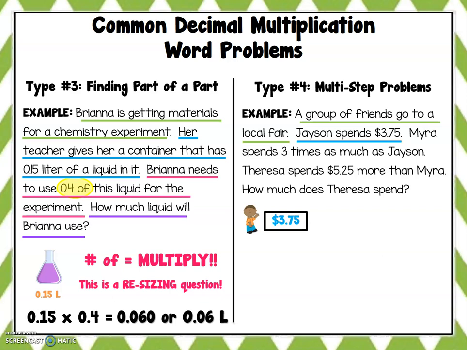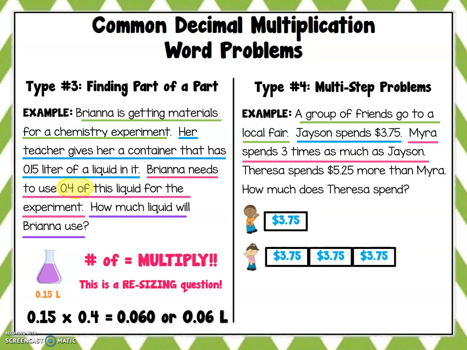Then the next sentence reads, Myra spends 3 times as much as Jason. Well, if I'm thinking back to when we talked about bar models with division, I heard that phrase times as much a lot. So I can show Myra's amount as a way of explaining it using Jason's number. So Myra spent 3 times as much, so I'll draw 3 boxes that each have $3.75 in it. I don't know what that total is, but I'll be able to figure it out based on my picture.